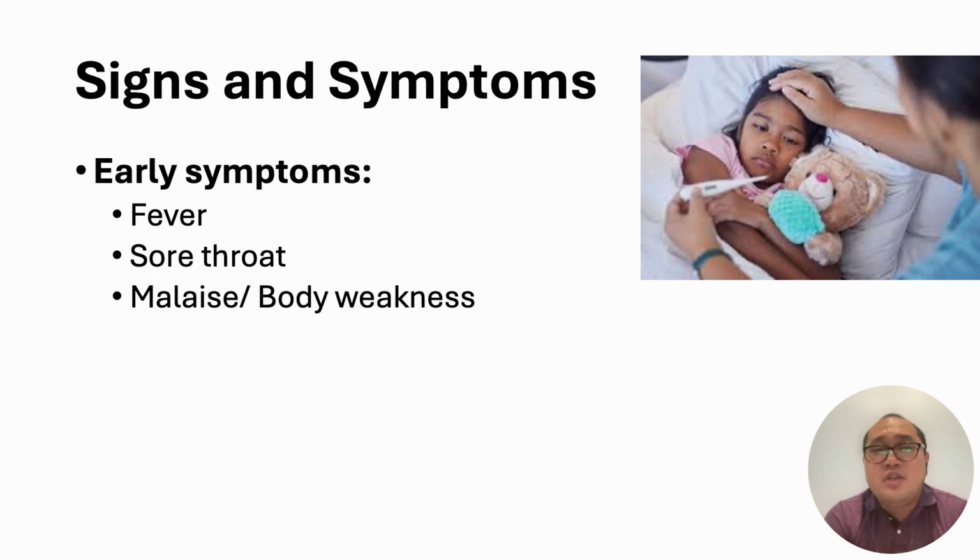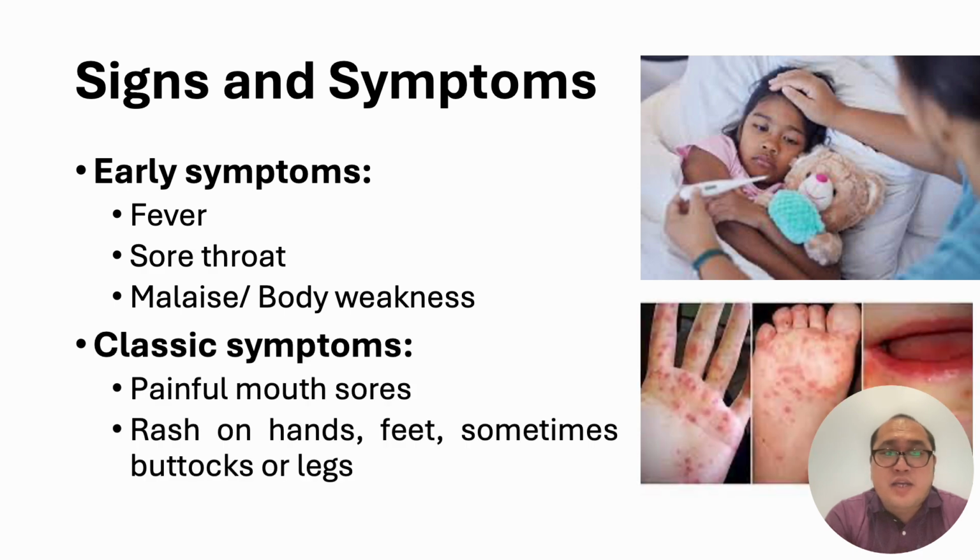You could have fever, you can have sore throat, or malaise, or body weakness, or fatigue. So you might notice your child to complain of fever, sore throat, and sometimes they're just too weak or don't want to go to school or don't want to eat. Those are some of the early signs of hand, foot, and mouth disease. And after those few days of early symptoms, that's when the classic symptoms come out.